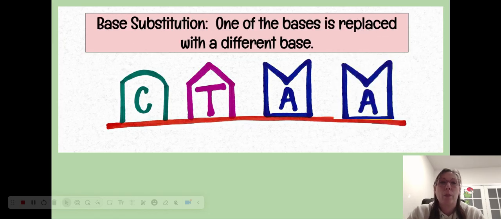And here we go with base substitution. So in a base substitution, we're going to have one base replaced by a different base. So in this case, we have the G being replaced by another A.